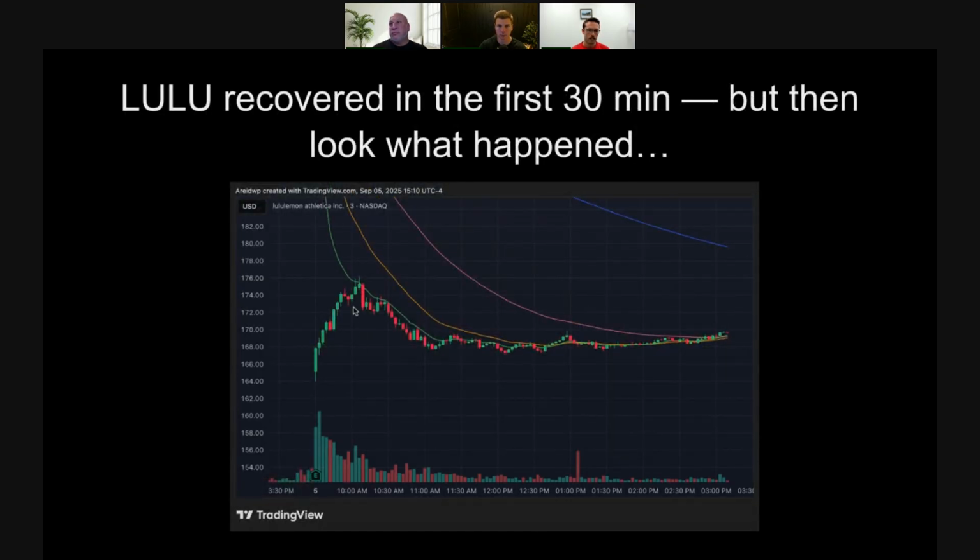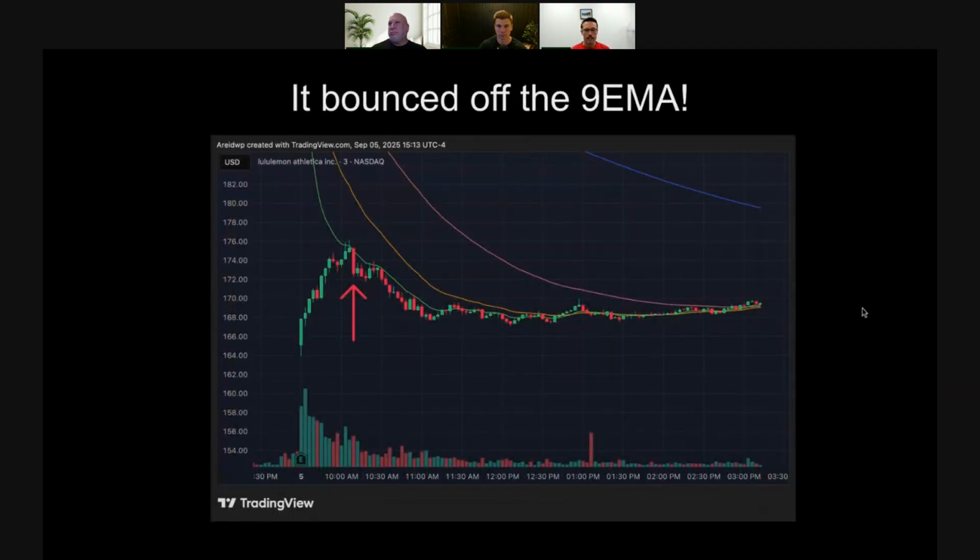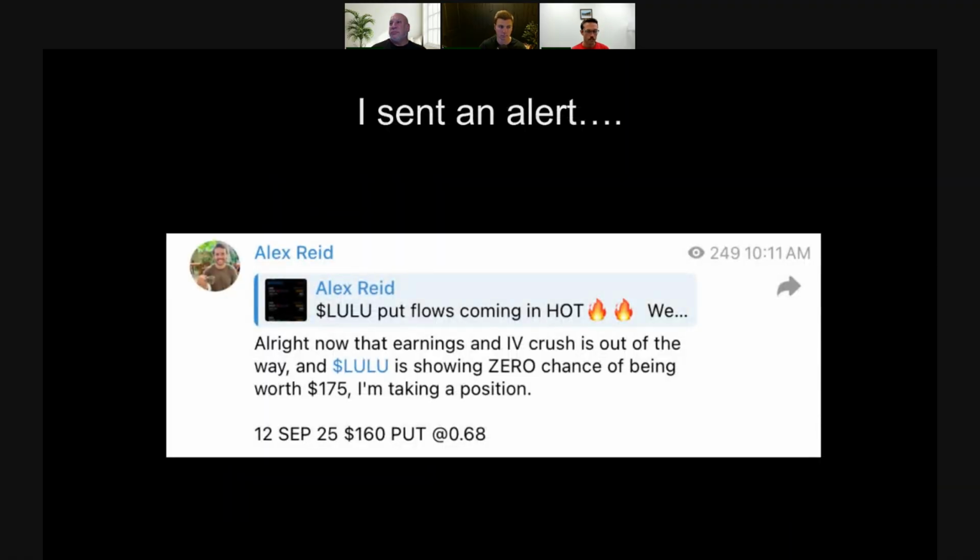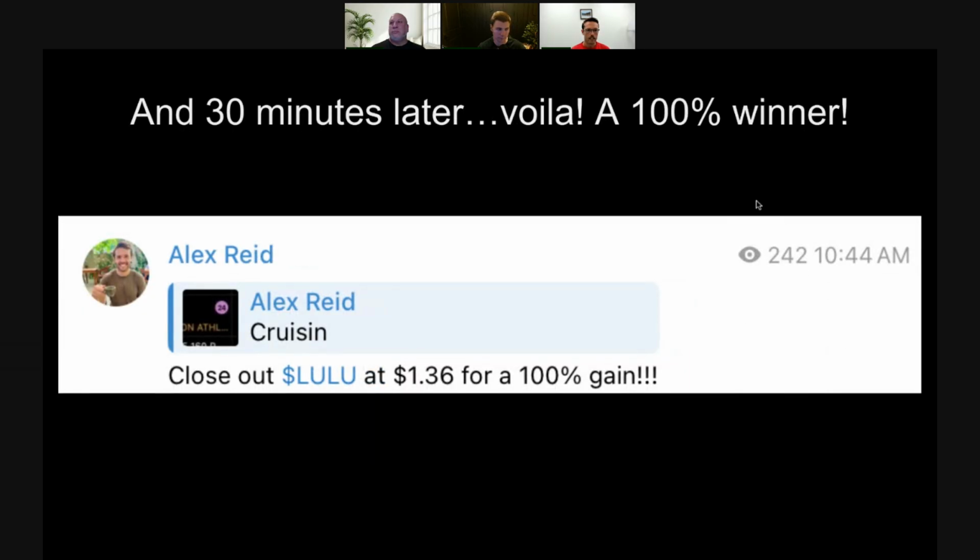Okay, so these are moving averages. What you see on the screen are moving averages, and at roughly 10:09 it bounced off the 9 EMA, right? I used the EMAs. So you see, I saw this, and I knew that was my time to strike. So I sent an alert out almost immediately as soon as I could get it typed with my fat fingers. And I said, earnings IV crush out of the way. Lulu is definitely not worth $175. So I said, I'm taking a position. I laid out the strike contract and the entry limits. And 30 minutes later, voila, 100% winner.